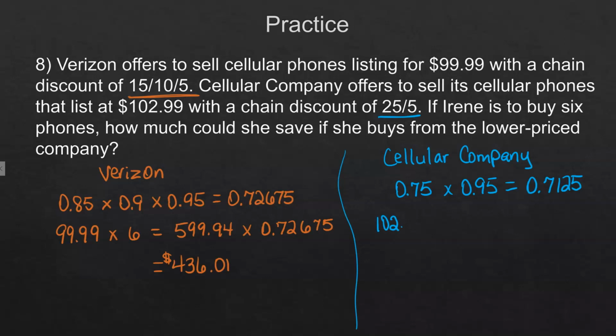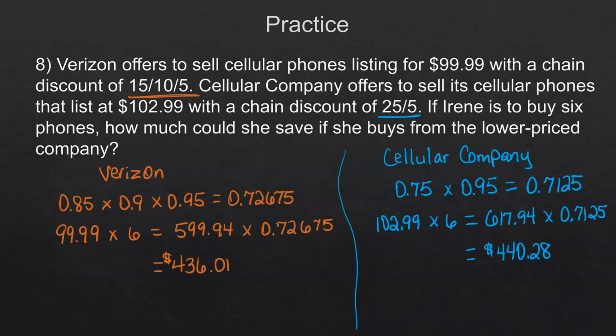The phones were $102.99 each, times 6, and that's going to give us $617.94, and we're going to multiply it by the 0.7125, right? That's the equivalent net rate, and we get $440.28.